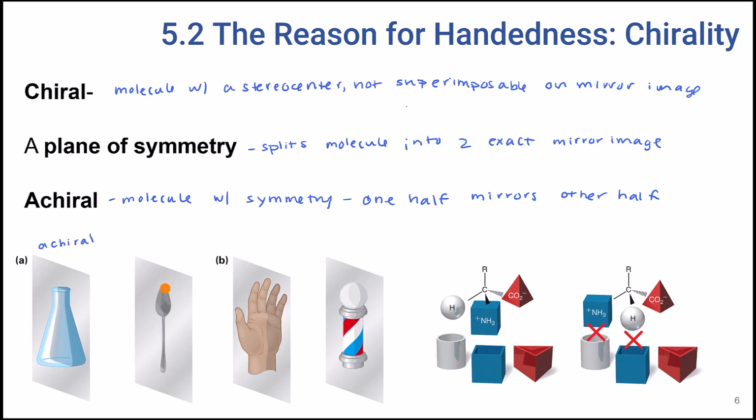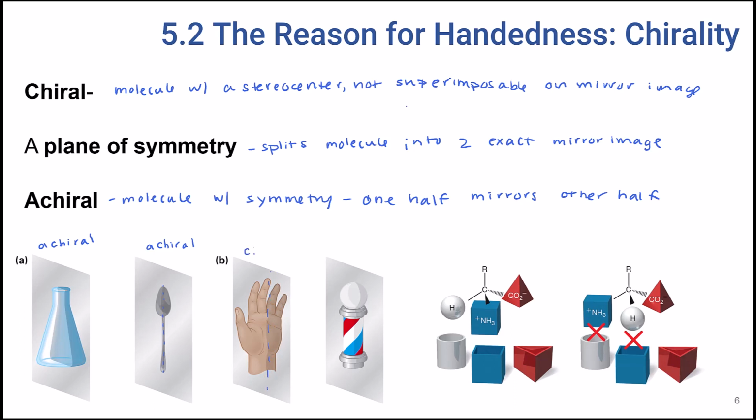A spoon is the same thing. There's this plane of symmetry down here. One half mirrors the other. This is achiral. If I draw a plane of symmetry down this hand, one half does not mirror the other half.